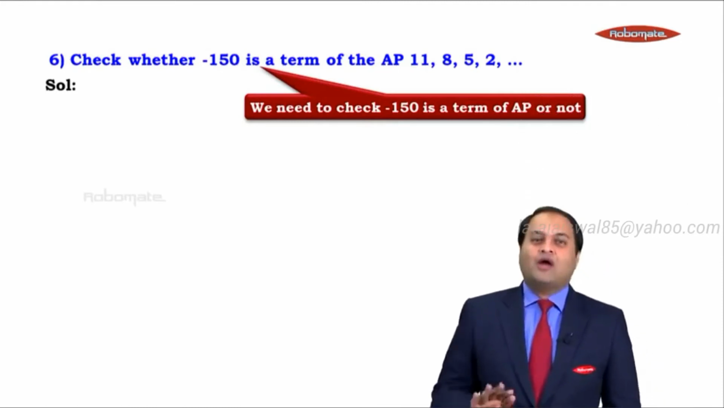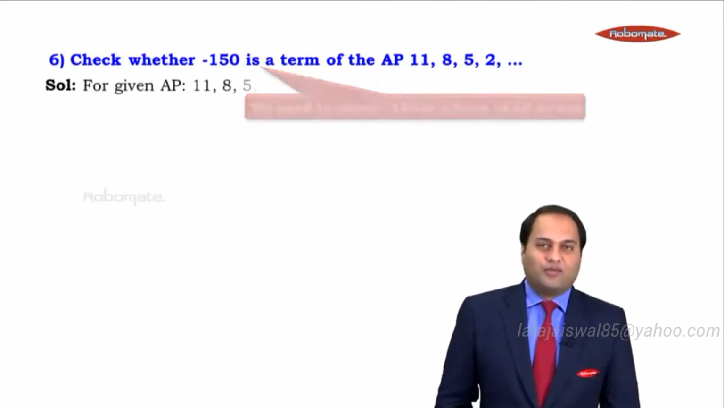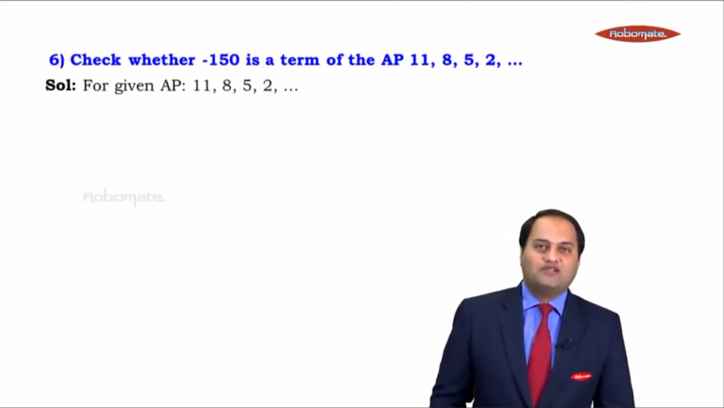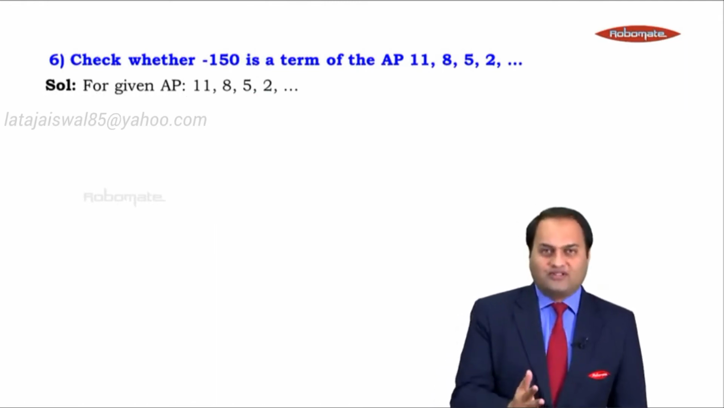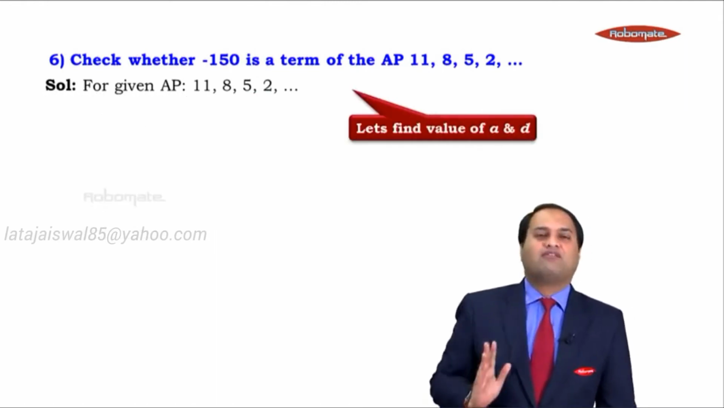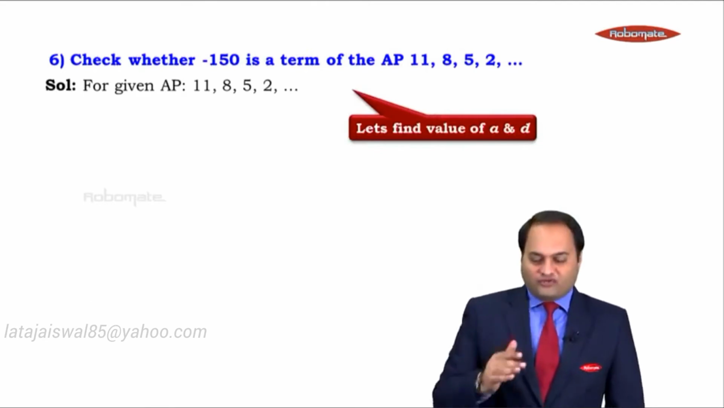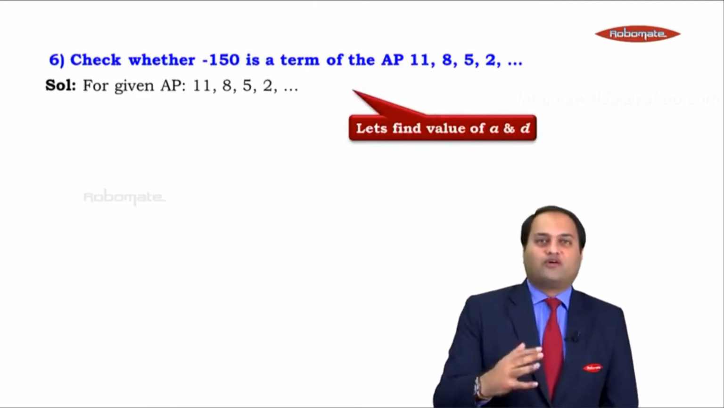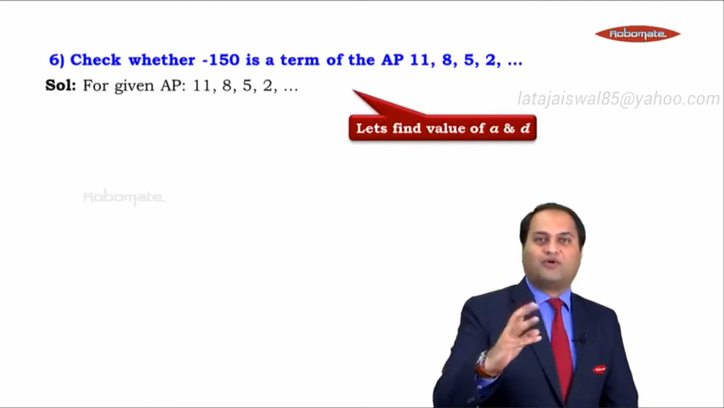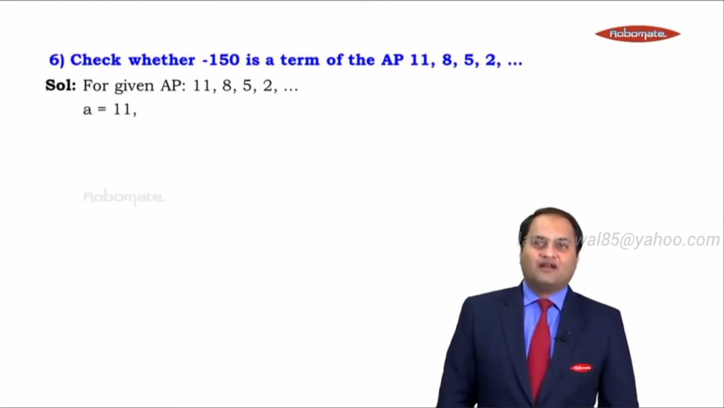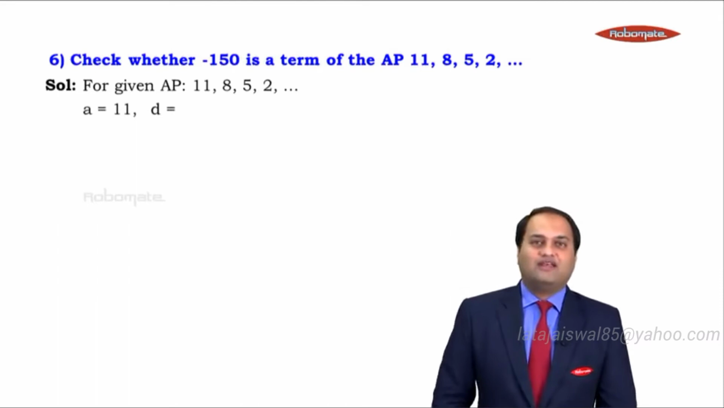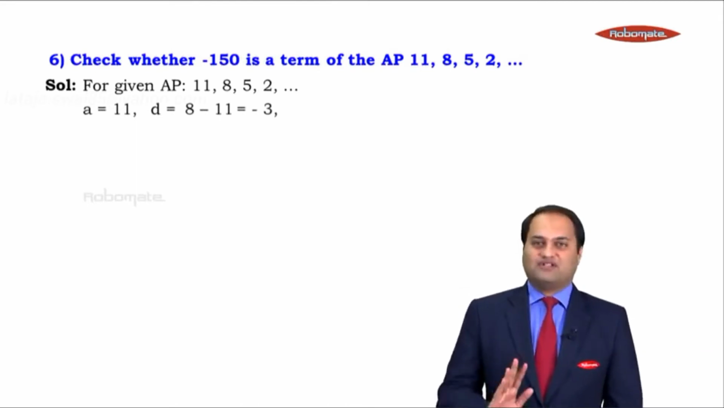Let's see. But before we do anything, if you all remember, I told you, whenever such an AP is given to you, the first thing you do, before even you understand the question, is write the values of A and D. Because when you have those values in front of you, there is a confidence, okay, we know something about this sum, right? So let's write the values of A and D here. A is equal to 11 and D is equal to 8 minus 11, which is equal to minus 3.